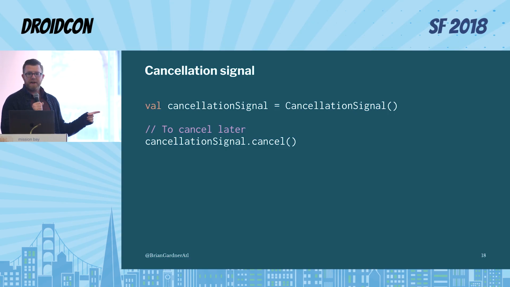Now, one thing to know about the cancellation signal is if you do call cancel on it, that is kind of like permanently set to cancel. If you try to show another biometric prompt with the same cancellation signal, it's going to check and say, oh, hey, this thing's already canceled, and then dismiss the prompt again. So once you hit cancel, you'll have to create another cancellation signal if you want to show another dialog.